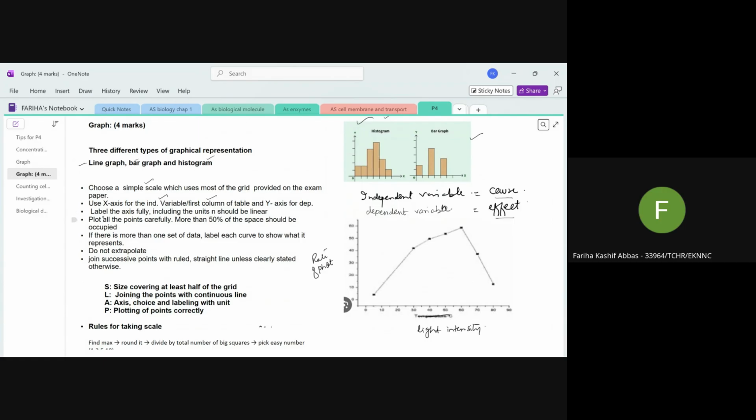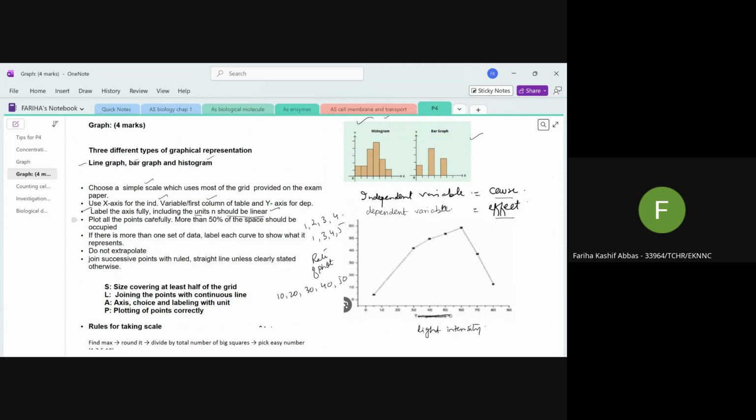Okay. Now label the axis fully, including the unit, and it should be linear. Now, what does it mean? The meaning of linear means you need to write down 1, 2, 3, 4. You cannot write in this way 1, then 3, then 4, then 5. Okay. So scale should be linear. For example, it should be 10, 20, 30, 40, 50. So it should be like that.